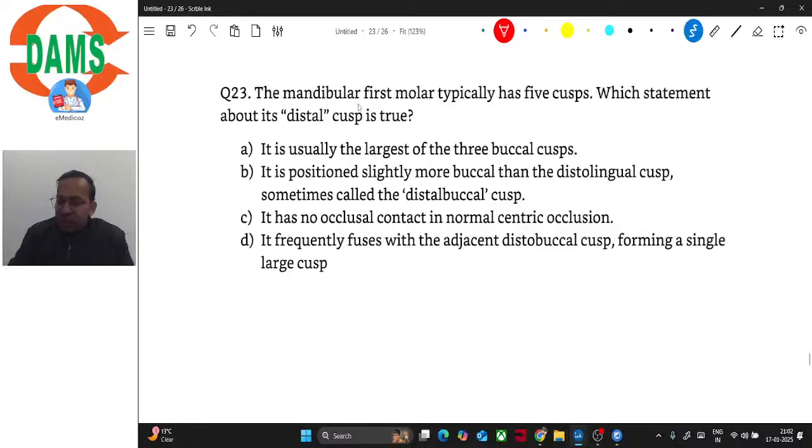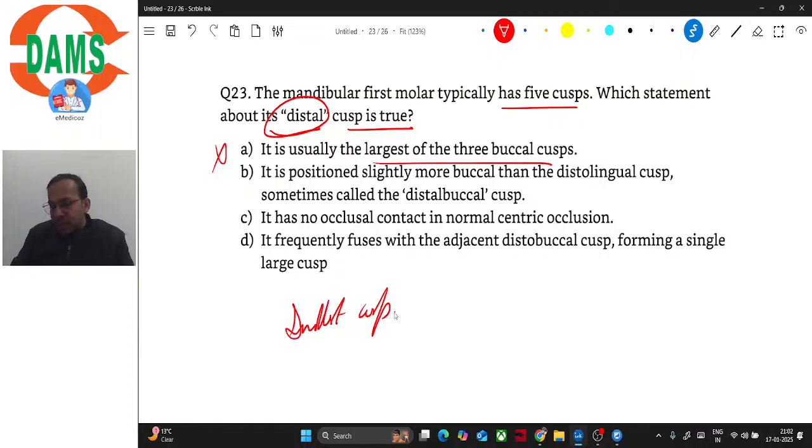So next question is, the mandibular first molar typically has 5 cusps. Yes, it is correct. Which statement about its distal cusp is true? It is usually the largest of the 3 buccal cusps. This is false because it is the smallest of all the 5 cusps. It is positioned slightly more buccal than the distolingual cusp.